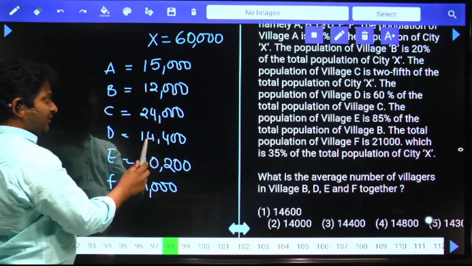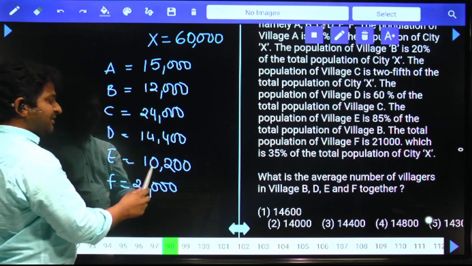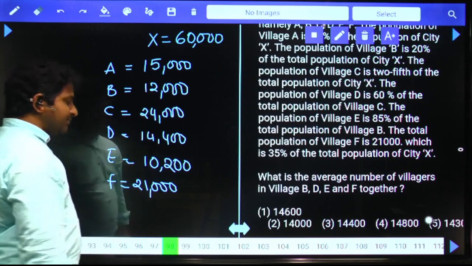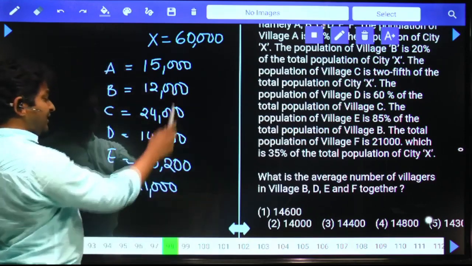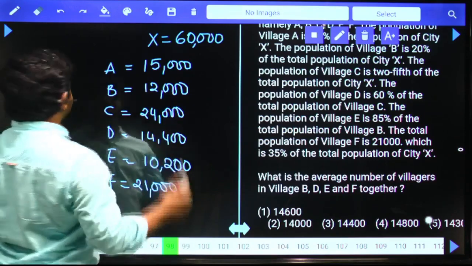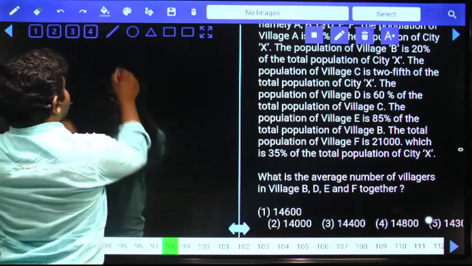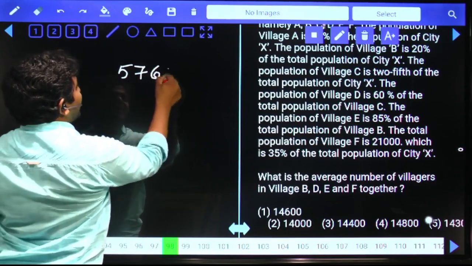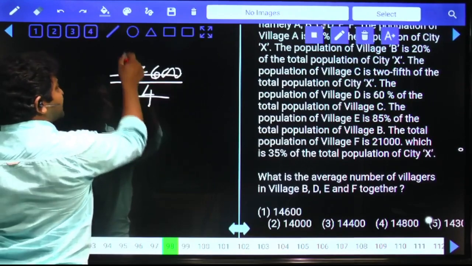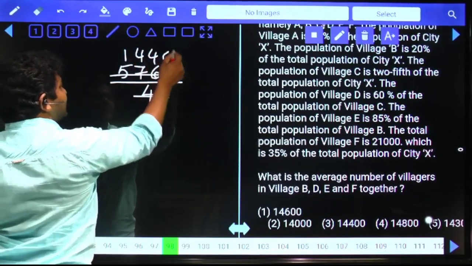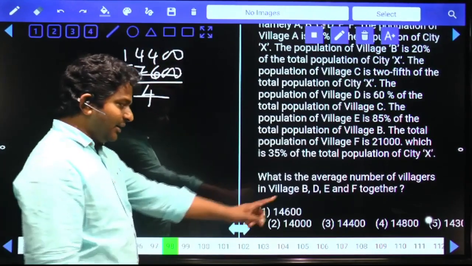12,000, 14, 26. 26 plus 10, 36. 36 plus 21, 57. 57,600. Average divided by 4. 4 ones, 4 fours, 4 fours, 00. 14,400. Third option answer.